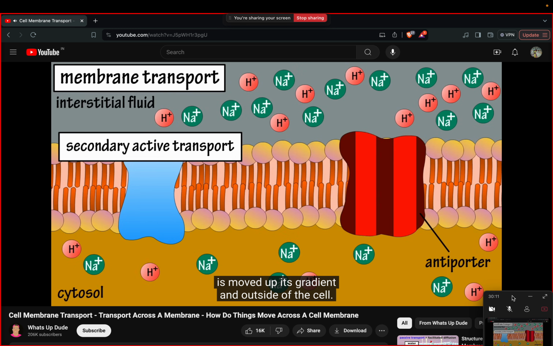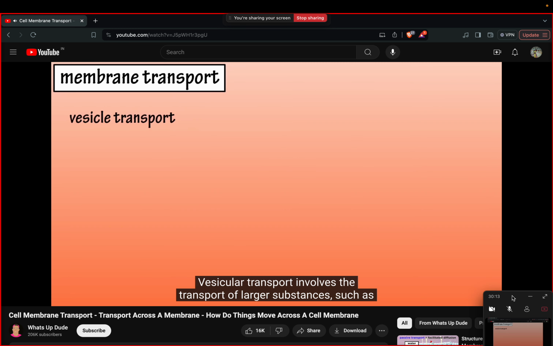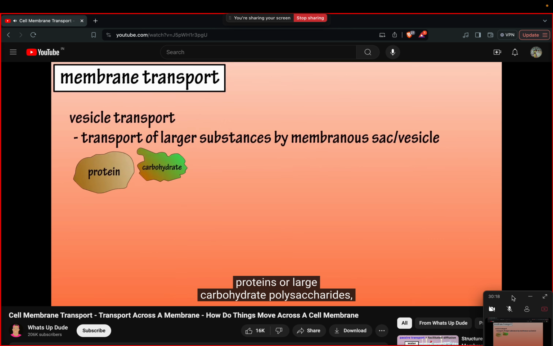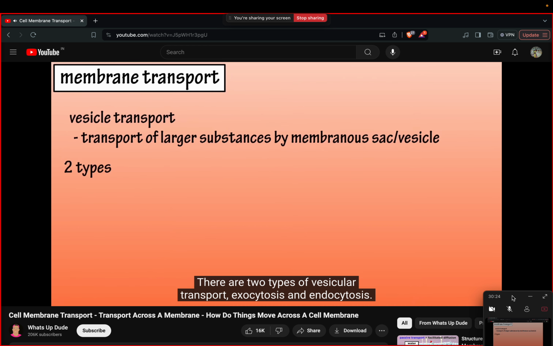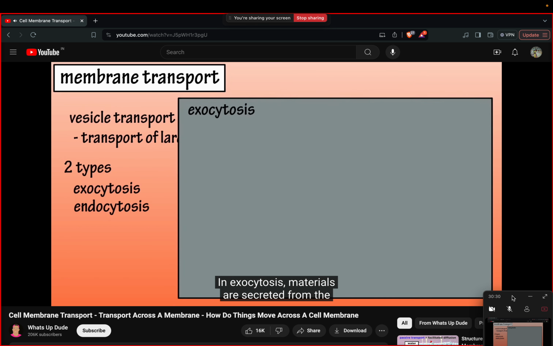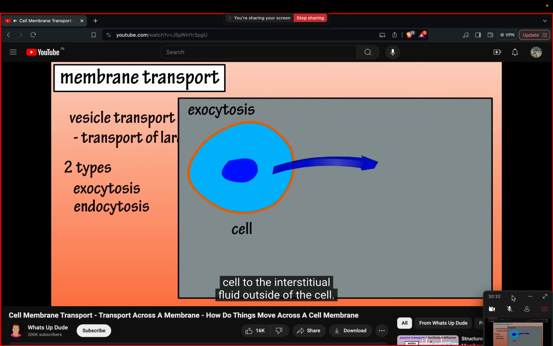Vesicular transport involves the transport of larger substances, such as proteins or large carbohydrate polysaccharides, across the plasma membrane. There are 2 types of vesicular transport: exocytosis and endocytosis. In exocytosis, materials are secreted from the cell to the interstitial fluid outside of the cell.